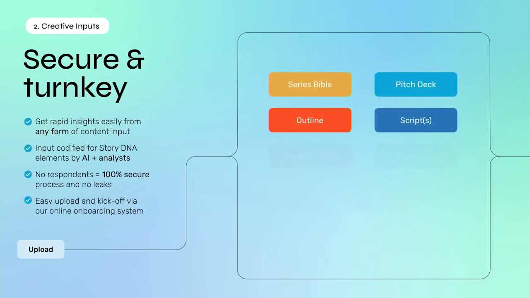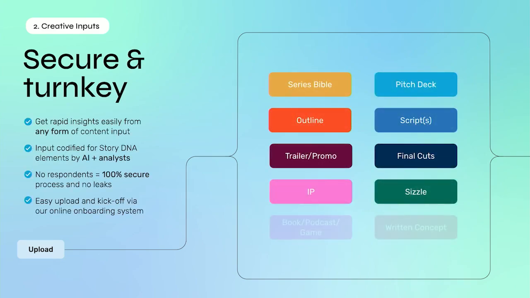So how does a client even get AI insights on content? Well, they have to give us that content. And it can be as little as a series Bible to a fully shot film. We've even done book series and podcasts, as podcasts are now emerging as television series as well.